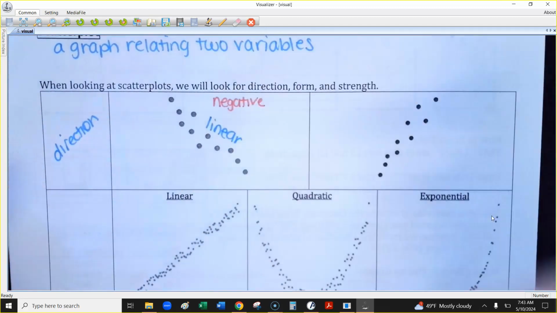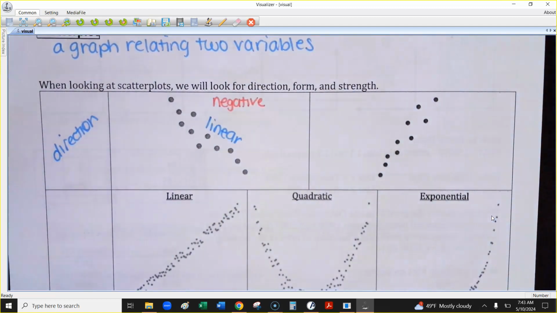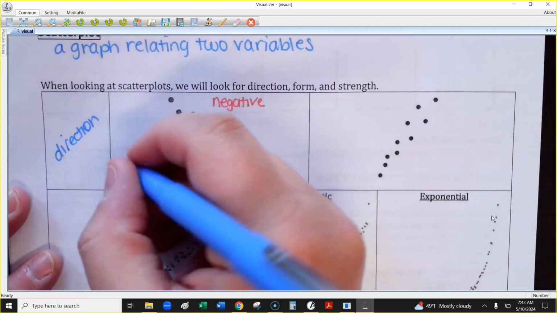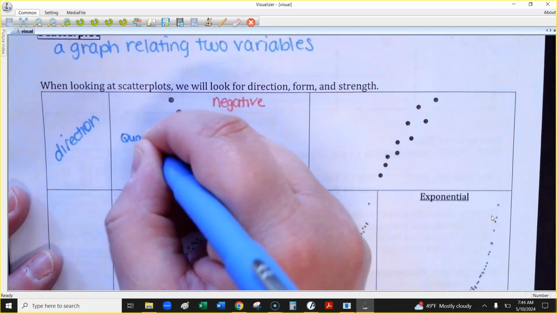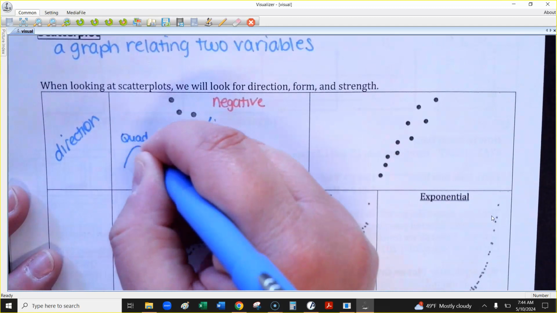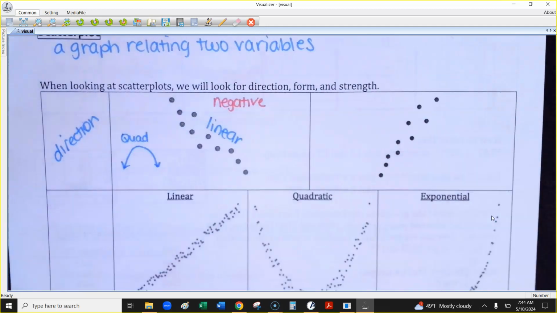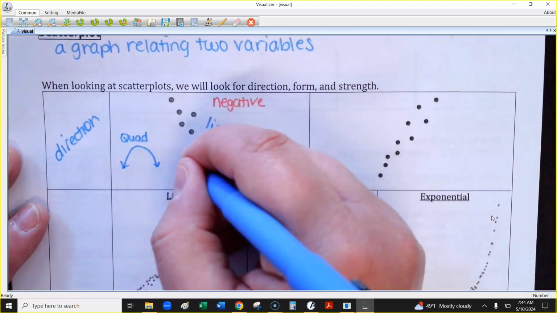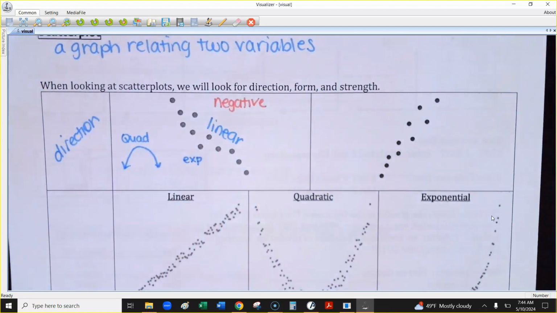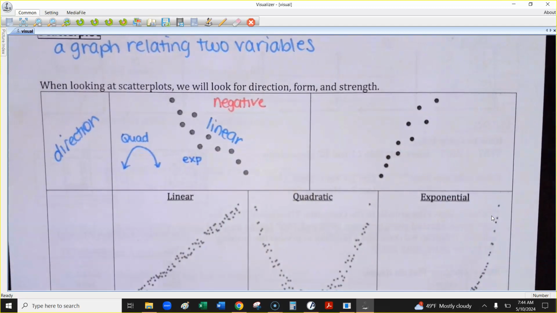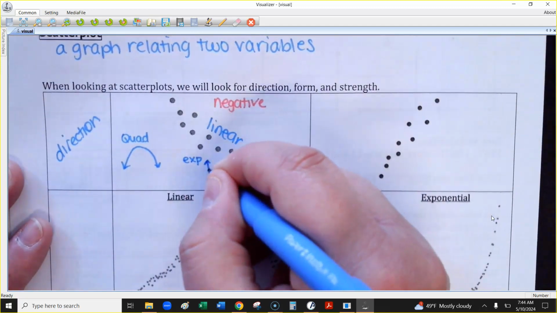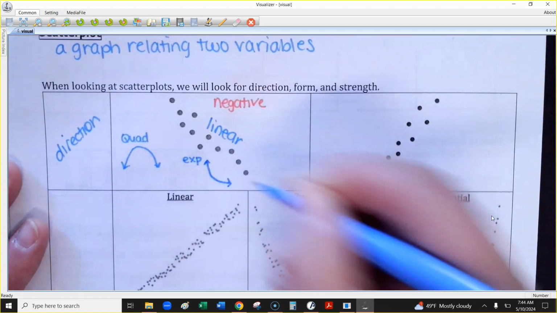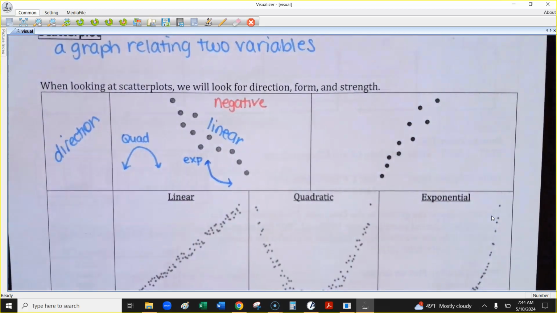Now, I'm not going to draw a scatter plot, but let me sketch you a picture of the shape the data would take. If you had a quadratic, I'm just going to write quad here, the scatter plot would form an upside down parabola in the negative direction. If you had an exponential function with a negative direction, it would look like exponential decay. So if you had that backwards J-shape look to your data, then we would use an exponential model.